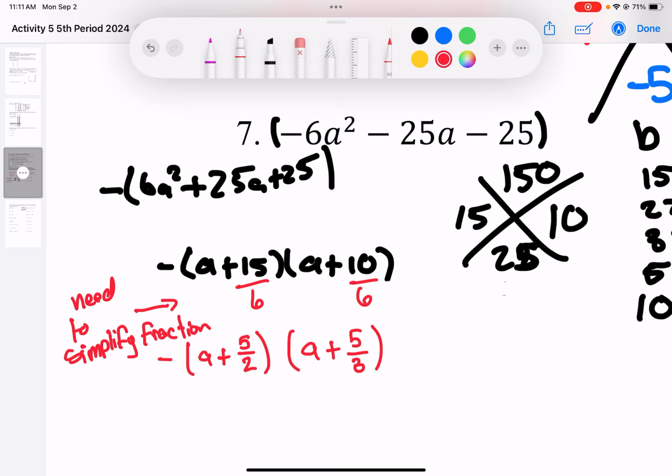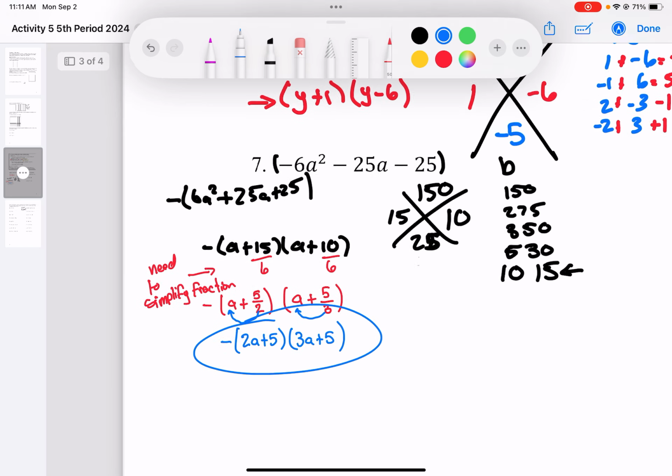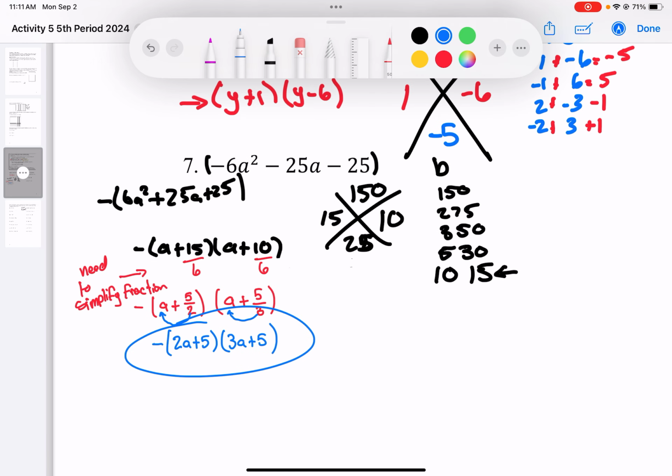And then our last step is the bottoms up. We're going to take that bottom number and move it out front. We still have that negative because I factored it out earlier. So I've got 2a plus 5 and then 3a plus 5. And that is my factored form for that question. There's a lot there.